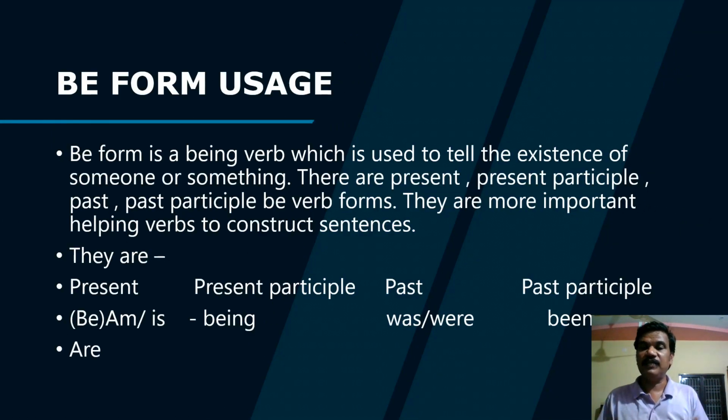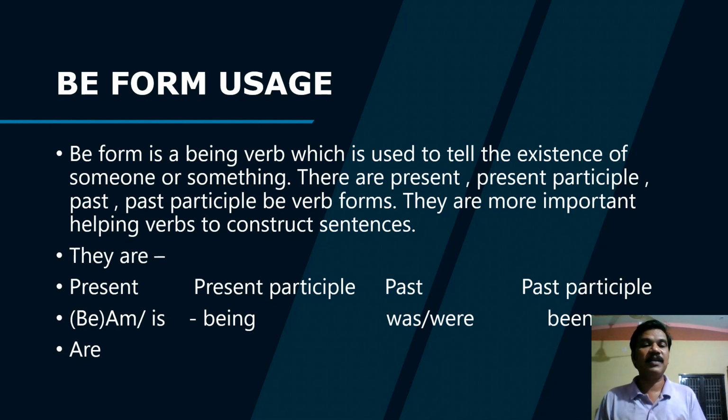First, learn be form. What is be form? Be form is a being verb which is used to tell the existence of someone or something. They are present, present participle, past, past participle be forms like other verb forms also. They are more important helping verbs to construct sentences. Be is the root form of be forms.